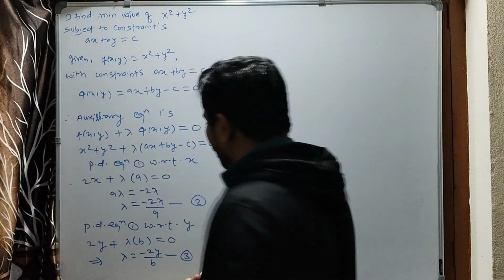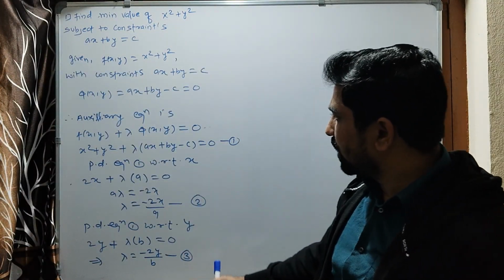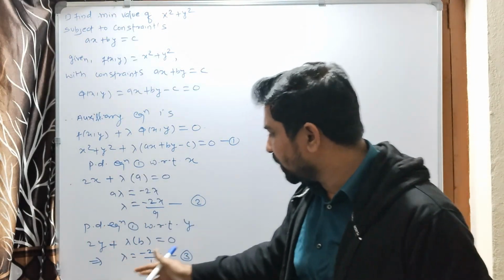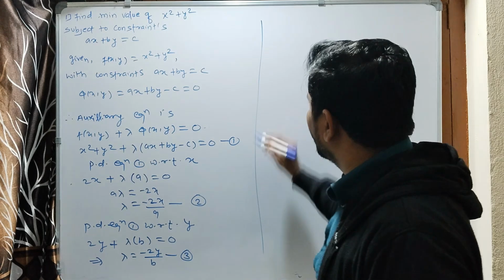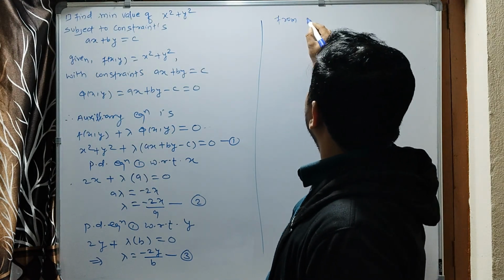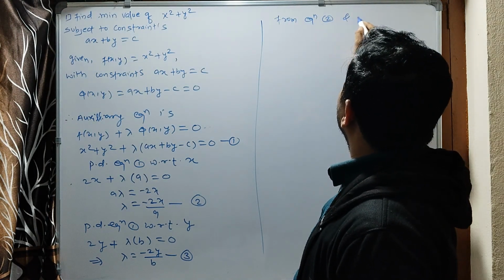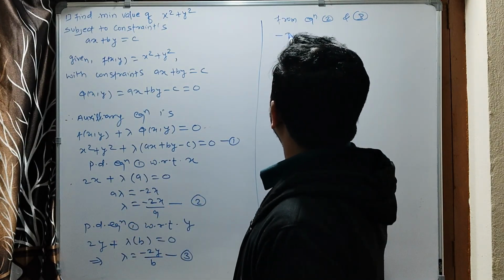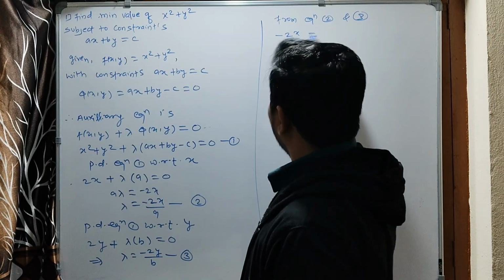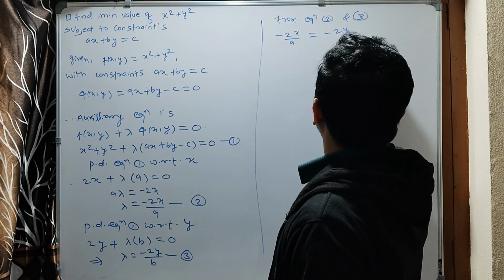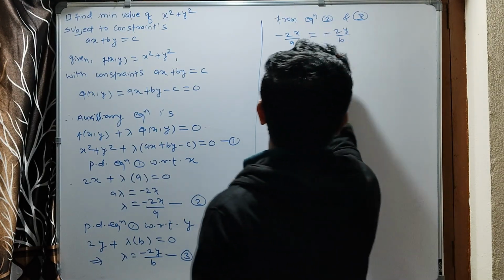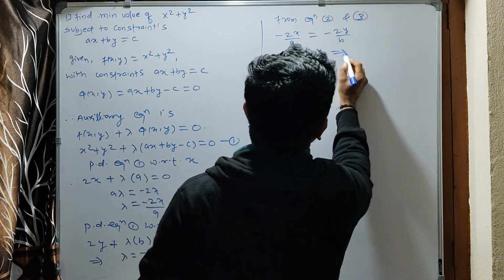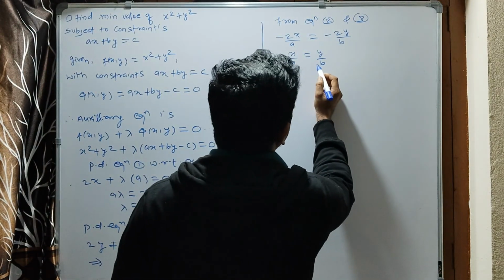Now just observe equation number 2 and equation number 3. The left hand side of both equations 2 and 3 are the same. Therefore the right hand side must be the same. Therefore minus 2x by a equals minus 2y by b. So the minus 2 gets cancelled, and x by a equals y by b.